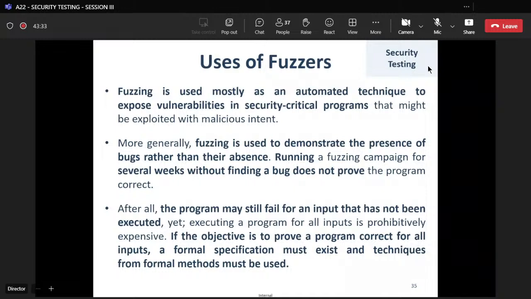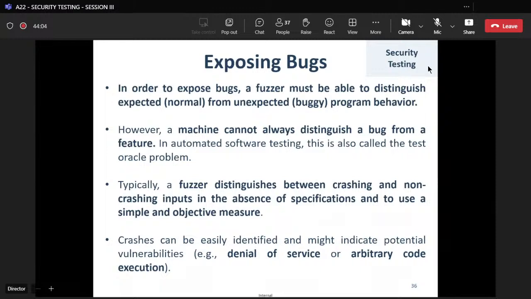Mostly this is an automated technique which helps you expose various types of vulnerabilities in critical programs. Fuzzing helps you demonstrate the presence of bugs or errors rather than their absence. Sometimes it may even run for several weeks. The next topic is about exposing the bugs, to distinguish what is expected and what is unexpected. From the program standpoint, they try to identify that.